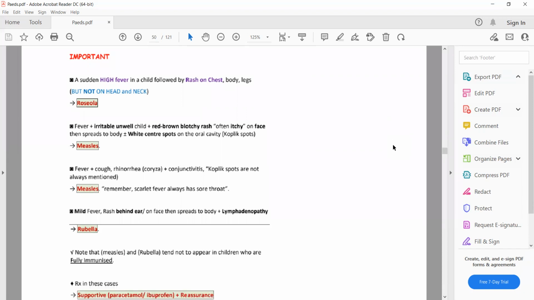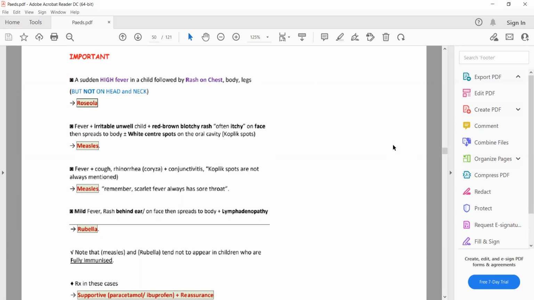Now a short summary of all the rashes. A sudden high-grade fever in a child followed by a rash on the chest, body, and legs. So only fever and rash, and the rash started on the chest. No other symptoms. Your diagnosis will be roseola.